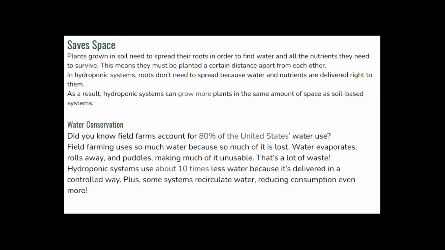It's also water conservation. Field farms account for 8% of the water use in the US. And field farms use a lot of water because much of it is lost. Water evaporates, rolls away, and puddles, making much of it unusable. So there's a lot of waste. Hydroponic systems use about 10 times less water because it's delivered in a controlled way. Plus, some of the systems recirculate water, reducing consumption even more.